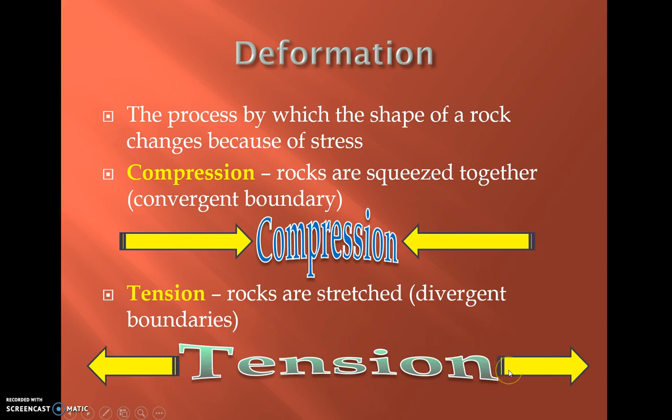Again, if you look at the yellow arrows, and assume that they're actual plates pulling apart, you can see that that is a divergent boundary where magma would be able to come up through the middle in that rift valley. But tension is the stress that pulls apart those rocks at a divergent boundary.